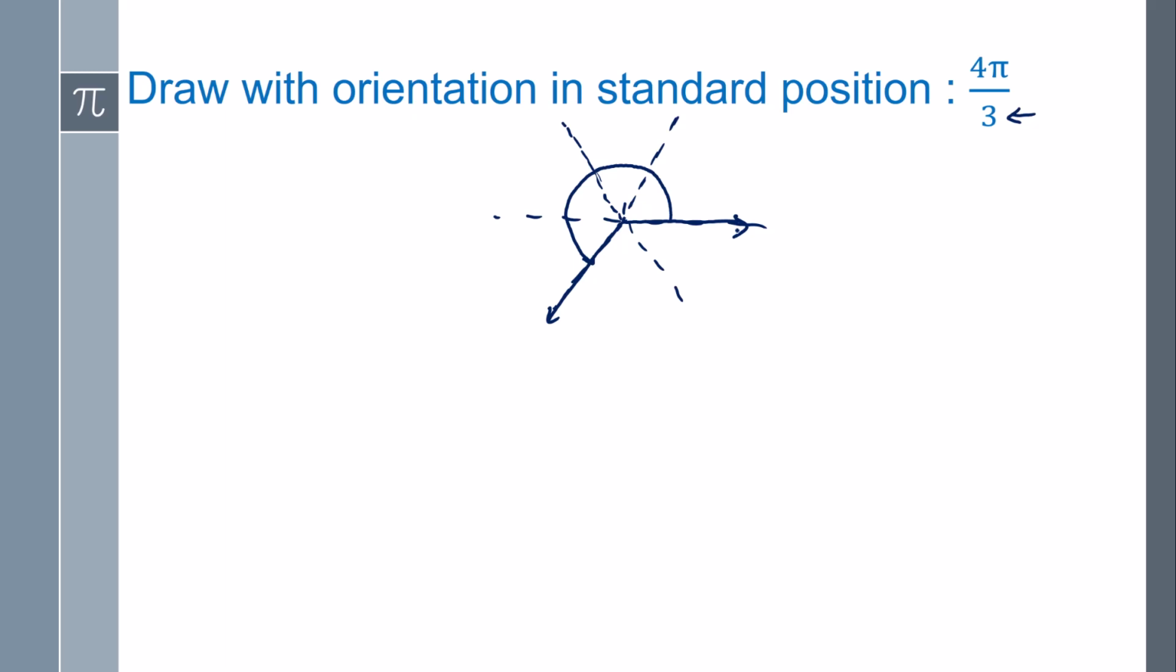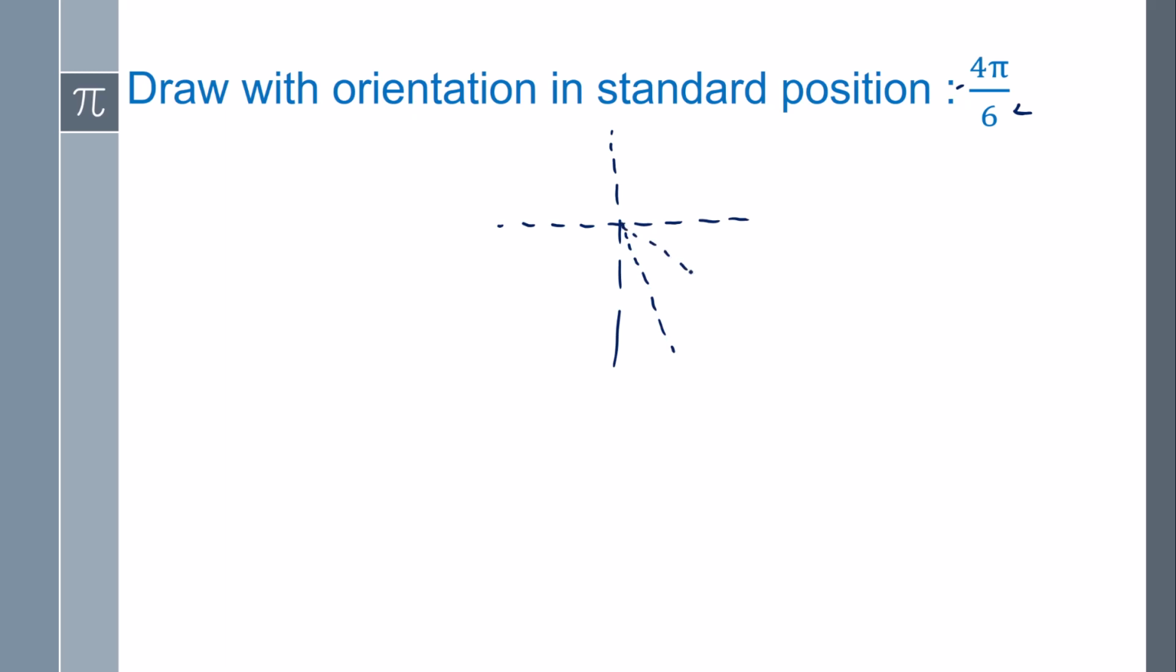Now it was positive 4 pi thirds, so I rotated in the positive direction. Now what if this said, I'm just going to write it, I'm going to add a negative there. What if that said negative 4 pi sixths? Okay, so that means that I need to cut half the circle into 6. So I'm going to cut each of these into thirds. Okay, so we start there. 1, 2, 3, 4. And there's 4 pi sixths. Now, it was negative, so I rotated in the negative direction.